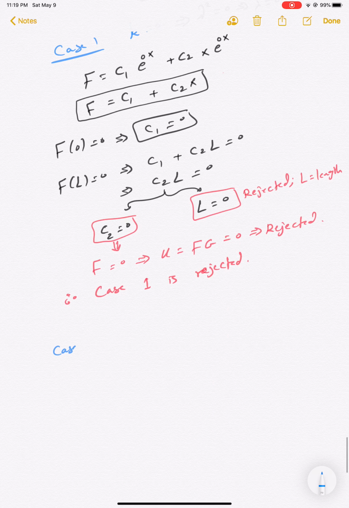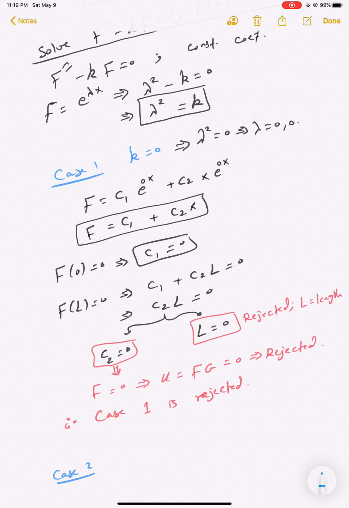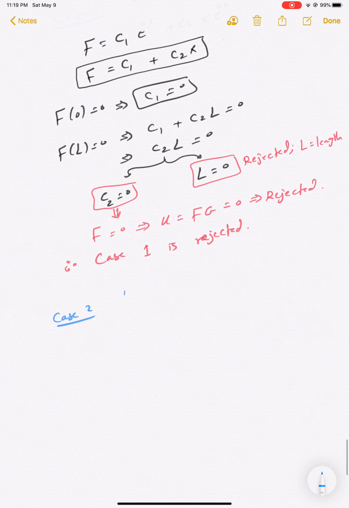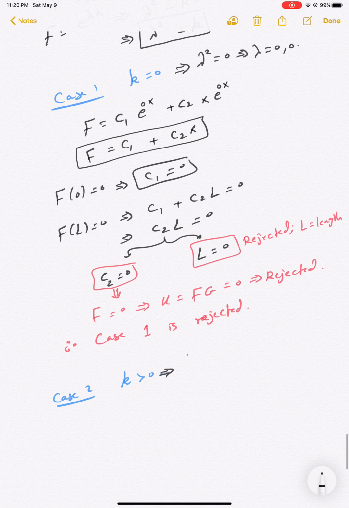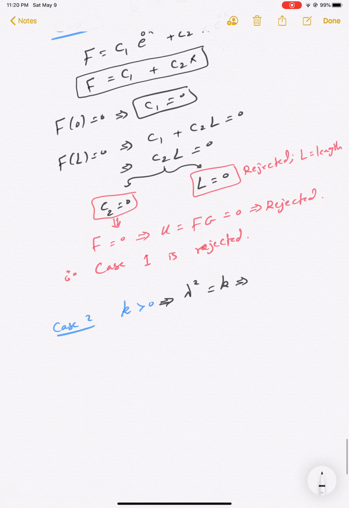So that means let's go to the second case. What is the second case? Remember, we are classifying our cases according to this equation, lambda squared equals k. If k was 0, everything is rejected. Now we need to talk about what happens if k was positive. If k was positive, you look at the equation lambda squared equals k. For example, lambda squared equals 4. Then lambda is plus or minus root k. I think we all agree on this.